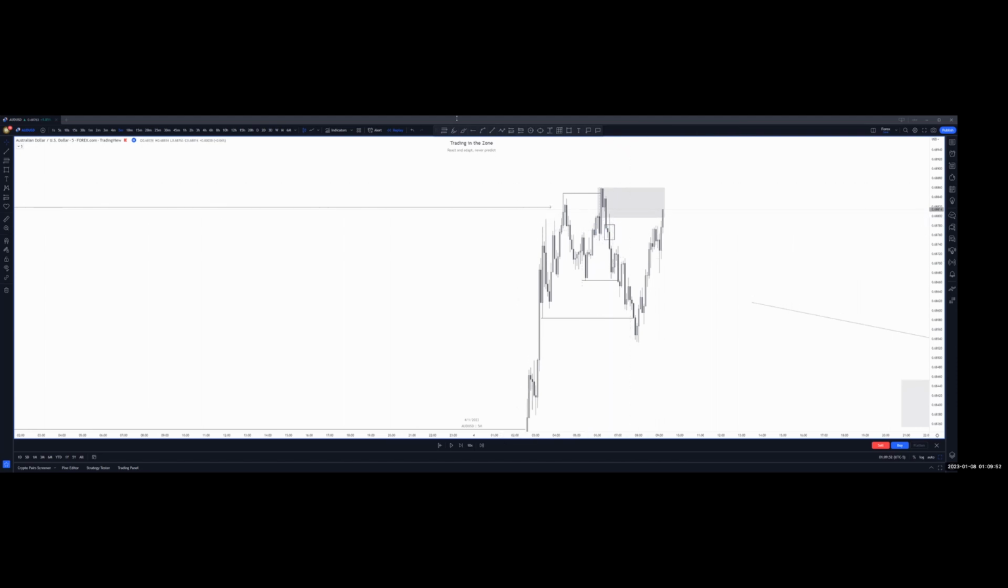So this leg right here. If we had a very nice push out and potentially have something here like resting to get swept, then that would make this extreme look a lot better.